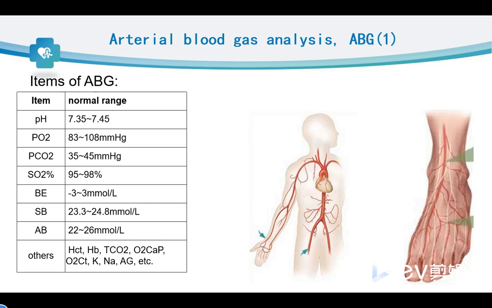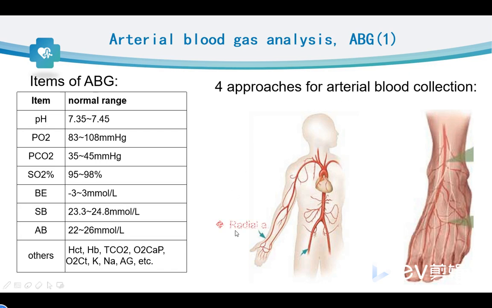class, okay? And there are 4 approaches for the sample of the arterial blood. The most useful one is through the radial artery. And sometimes we can also use other 3 approaches, including the arteries in the elbow, femoral artery, and the dorsalis pedis artery here.